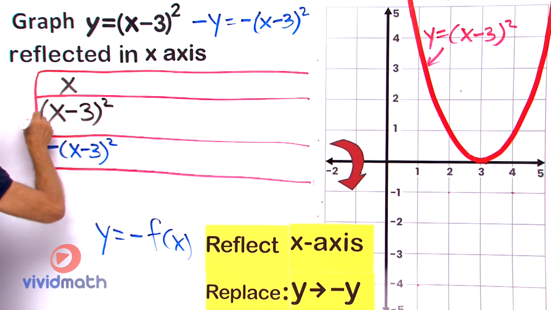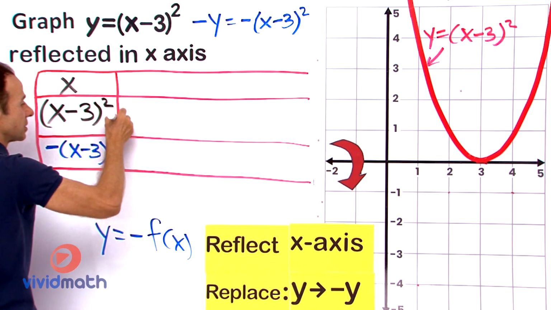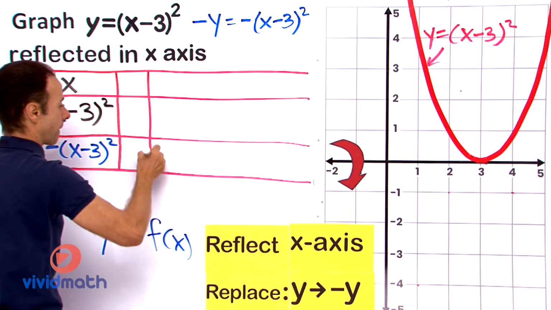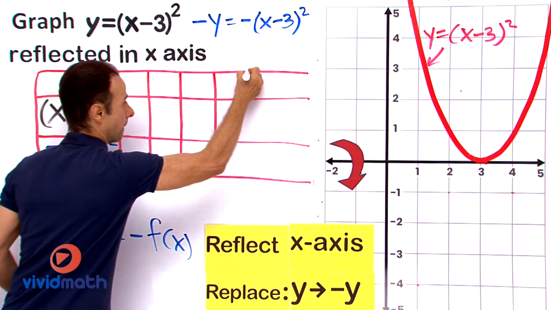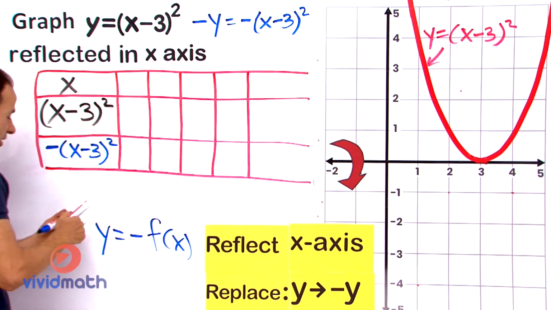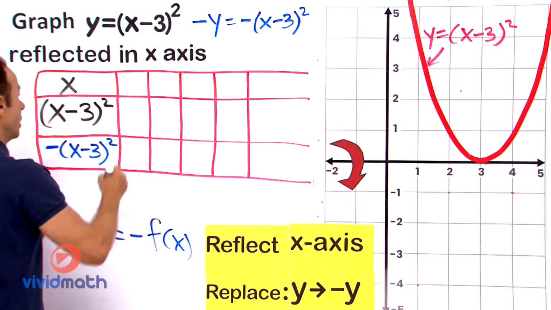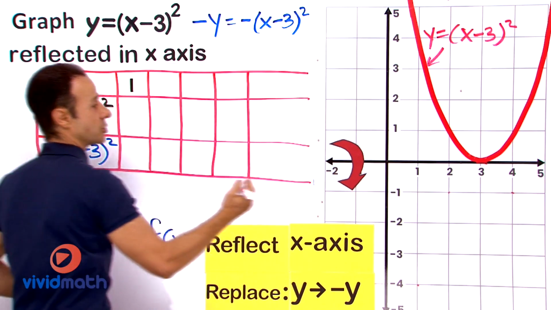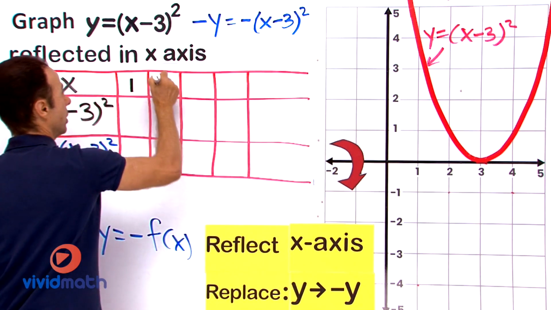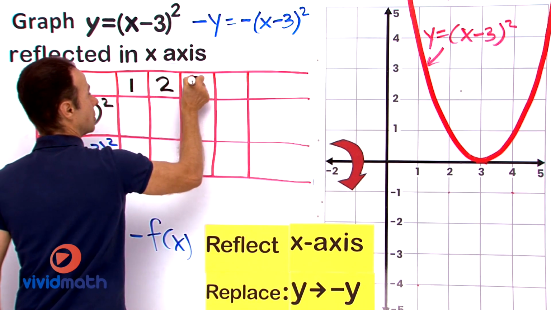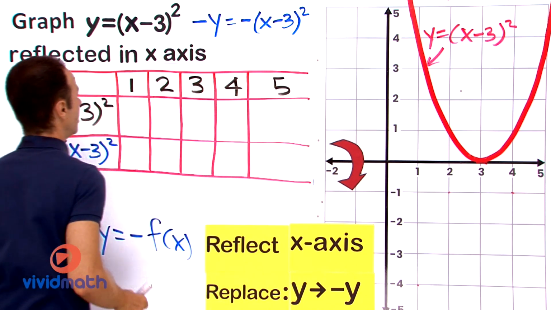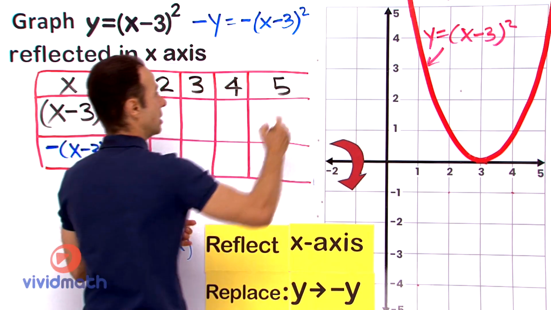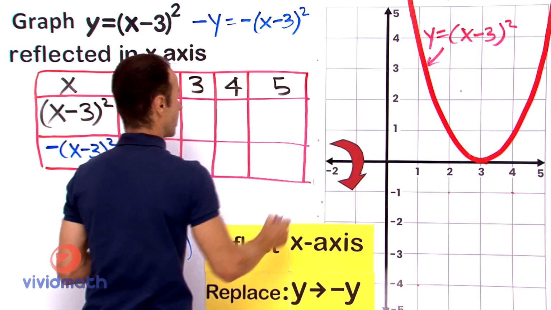I'm not going to put in too many points, just the bare basics. So let's put the points 1, because we're going to this side of the parabola. So I'll go 1, 2, 3, 4, and probably 5. Okay, let's start to see how we're going to do this.